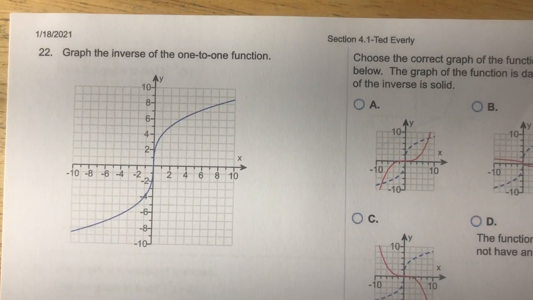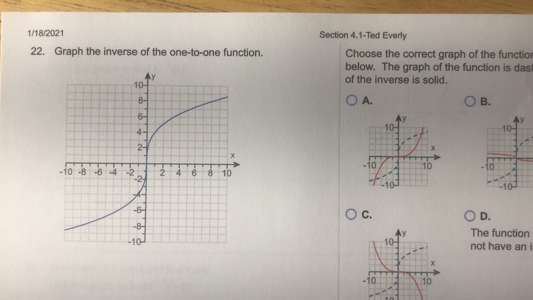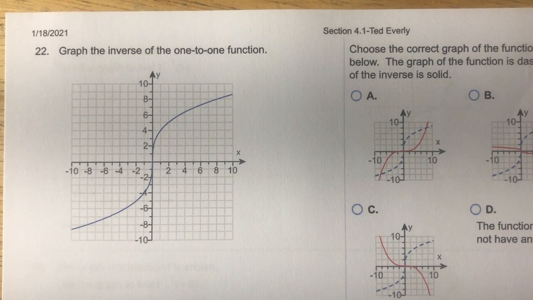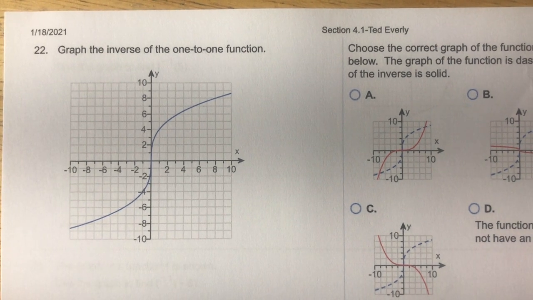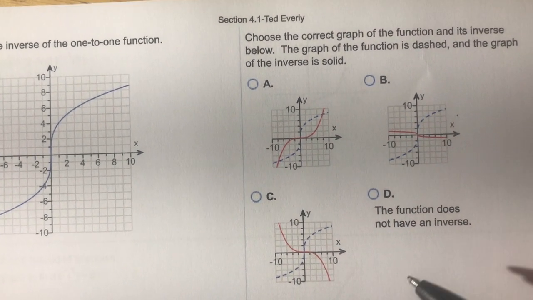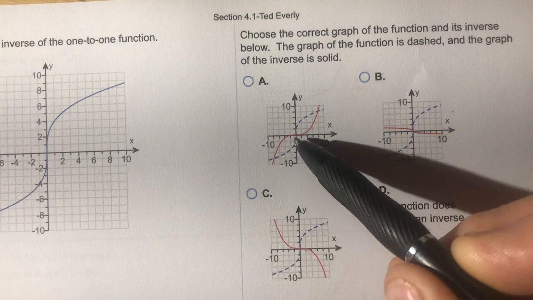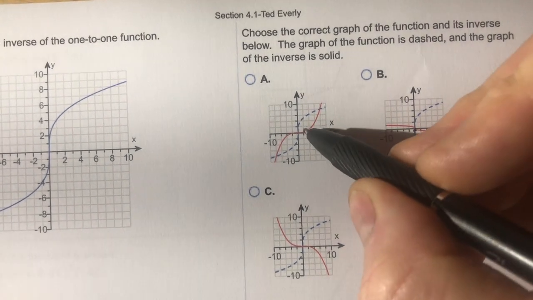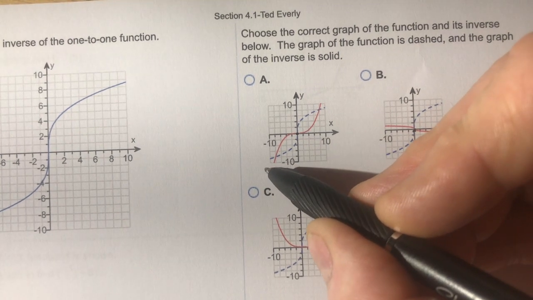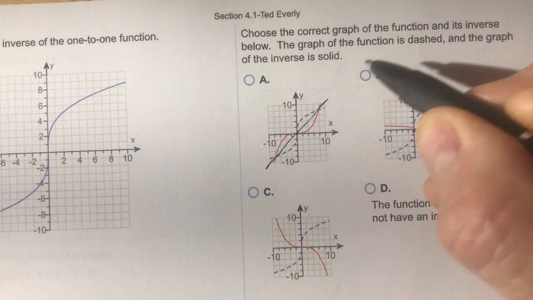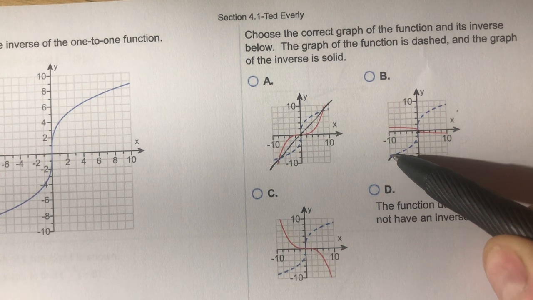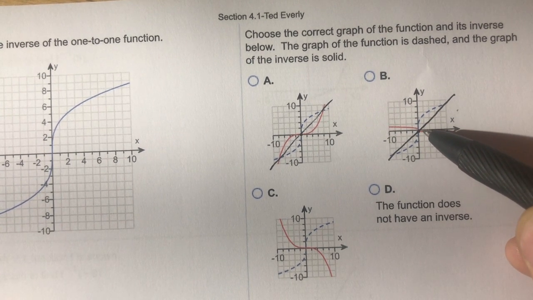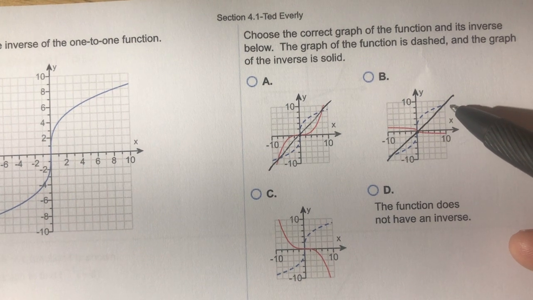All right, 22 here. Graph the inverse of this one-to-one function. So if you look at this now, the blue ones are my function here, okay? And when they intersect, looks like they intersect on the line there. See if I draw this line here. Looks like they intersect on the line. This one, when I draw the line here, they intersect there, so I don't know if that's necessarily right or wrong.